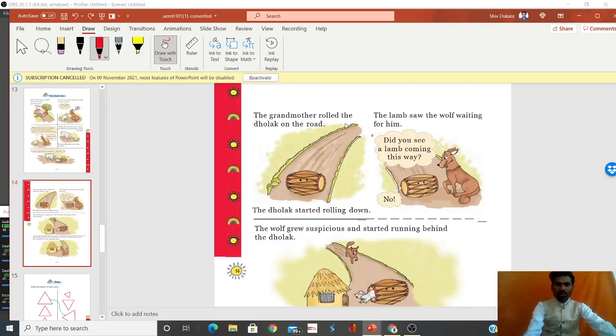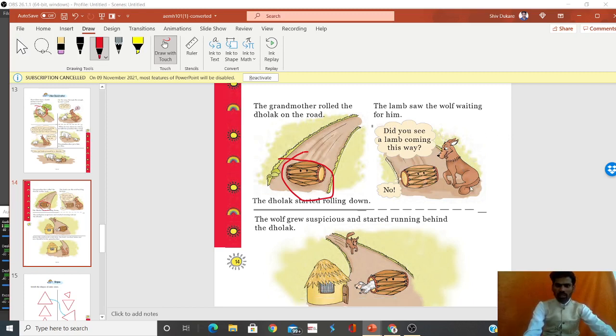The grandmother rolled the dholak on the road. Her grandmother rolled that dhol on the road. The lamb saw the wolf waiting for him. Now the wolf sees this dhol. Did you see a lamb coming this way? No.